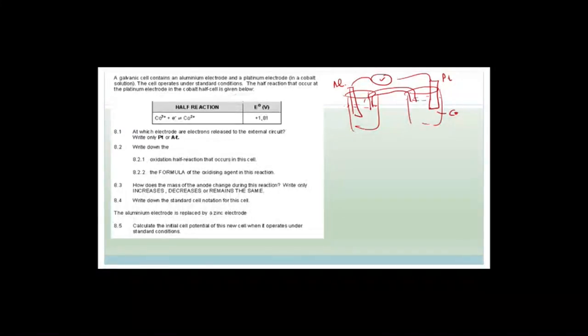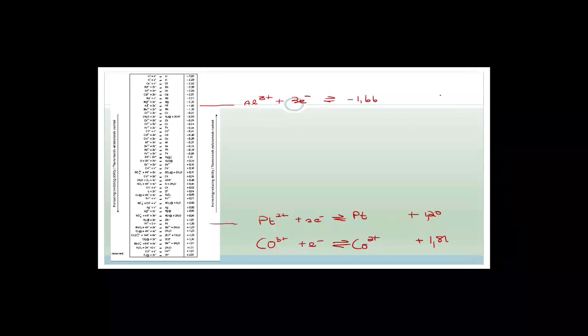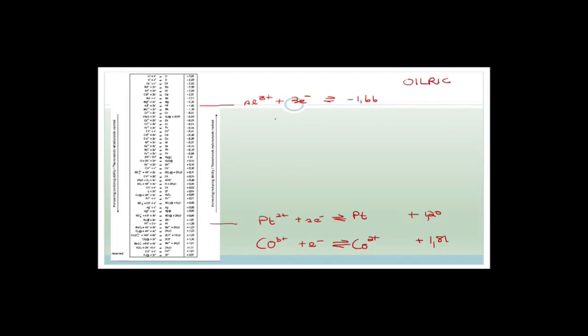And then they've got cobalt, which they've told us. Okay, cobalt is at the bottom here. Co3+ plus an electron goes to Co2+, 1.81. Okay, and what do they want to know? They want to know which electrode releases electrons to the external circuit. In other words, they want to know in which one you've got oil rig. Oxidation is the loss of electrons. So they want to know in which of these the electrons are being lost to the circuit.